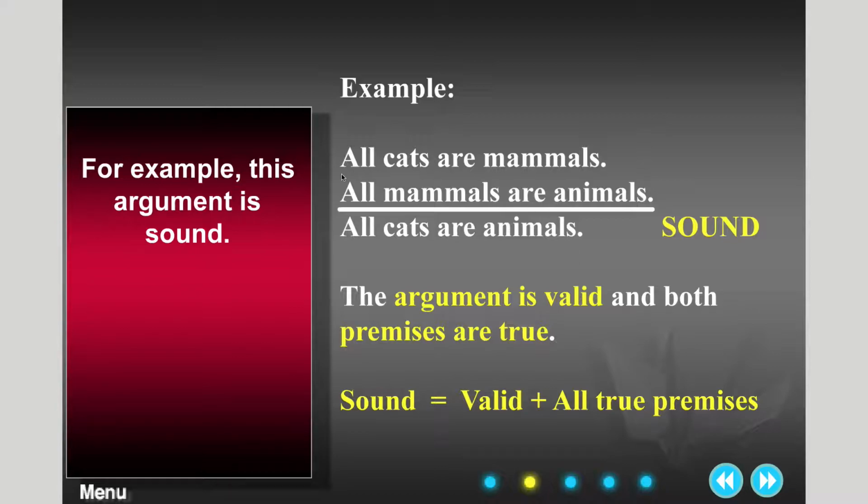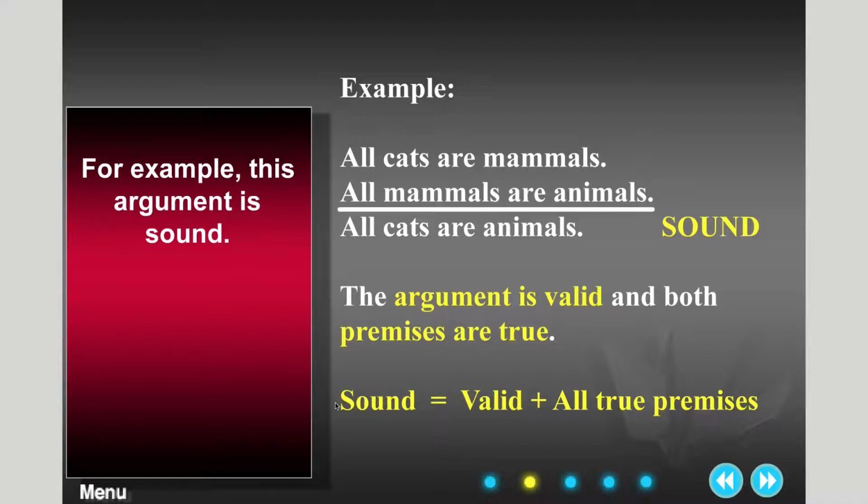Right? But now we ask, is premise one actually true in the real world? All cats are mammals. Yes, indeed, all cats are mammals. Are all mammals animals? Yes, there are no mammals that are not animals. Therefore, it necessarily follows that all cats are animals. So we have a valid argument, and we have true premises. All of them have to be true. If even one is false, it is not a sound argument. So that's how we test for soundness. So this you want to concentrate on and perhaps even write down.